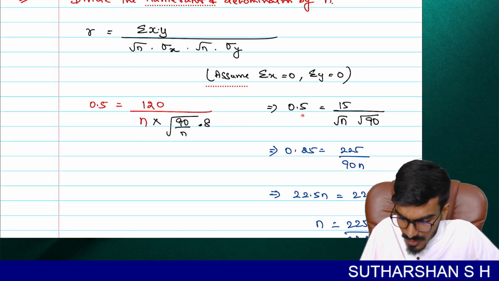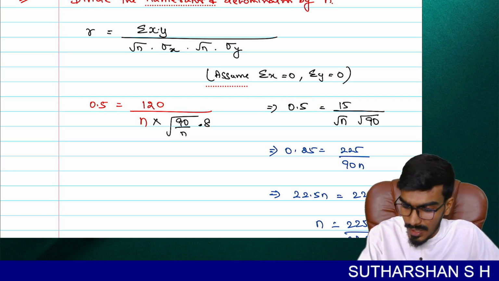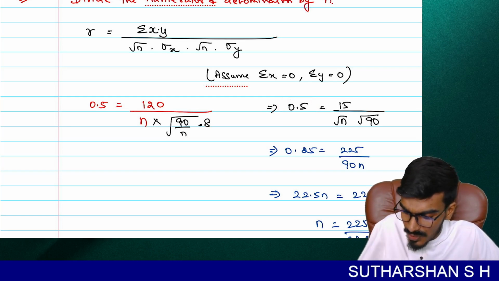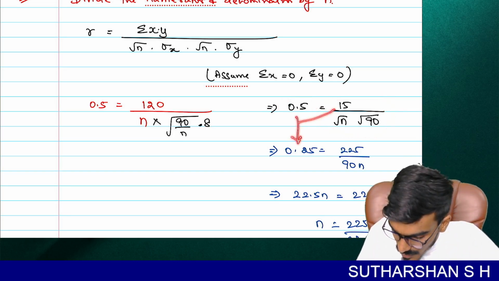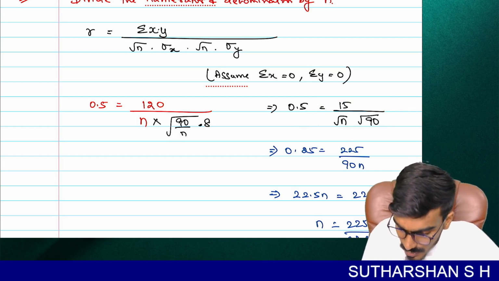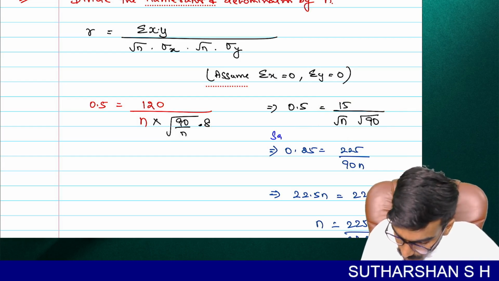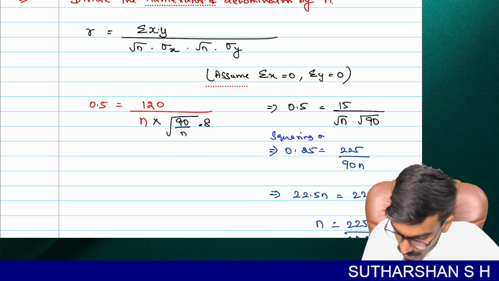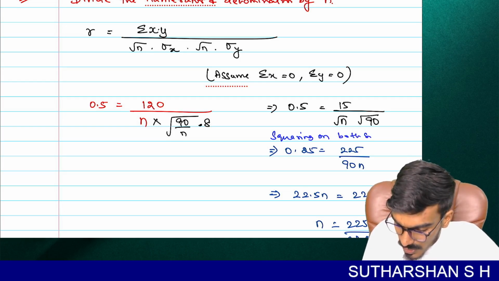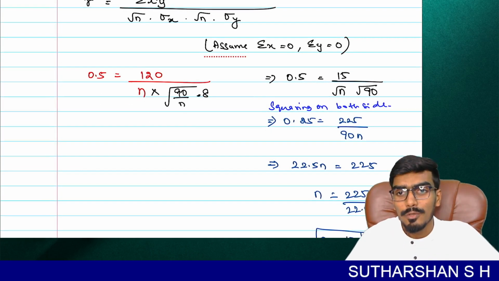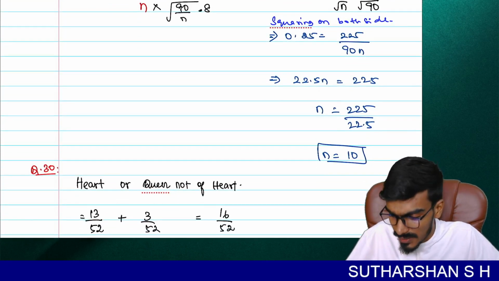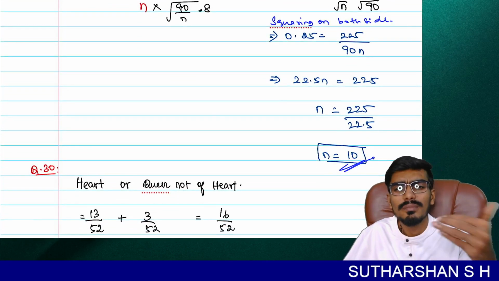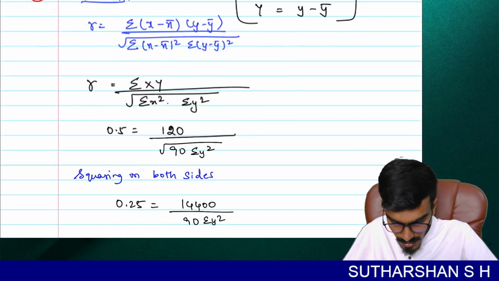If this can be substituted, this can be written as 0.5, and if you just cancel 120, you are getting this value. Then from this you will just take this value to that, or here you need to do squaring on both sides. If you do squaring on both sides, 0.5 will become 0.25 and 225 divided by 90n. If you just solve, you will get the answer n is equal to 10. This is one way, which you may find difficult.